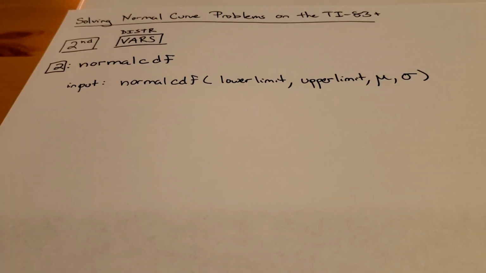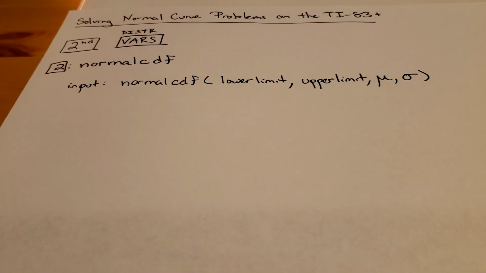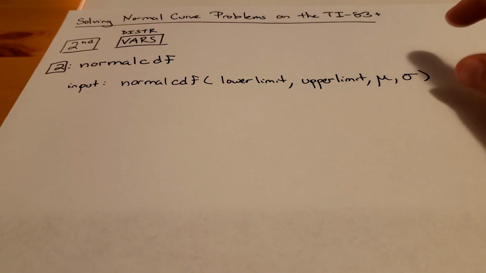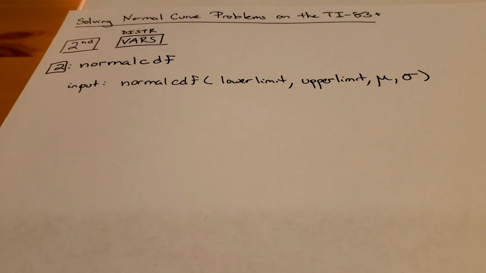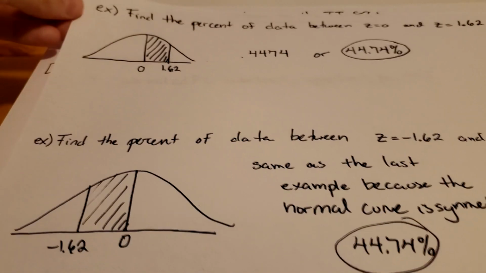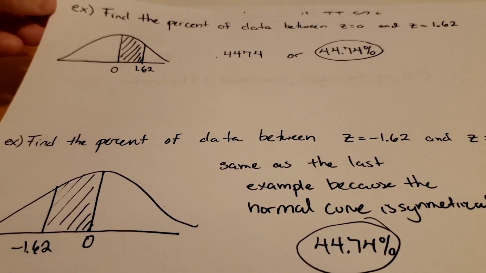We can also talk about how to solve this type of problem on the calculator. If you have a TI-83 Plus, you can do pretty much all these problems on the calculator without any issue. These directions are going to be very similar for the TI-84, but I know the TI-84 is a little bit more user-friendly. Let's say we wanted to go do this example again. Find the percent of data between z equal to 0 and z equal to 1.62.